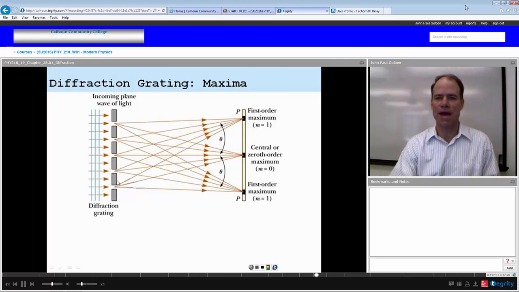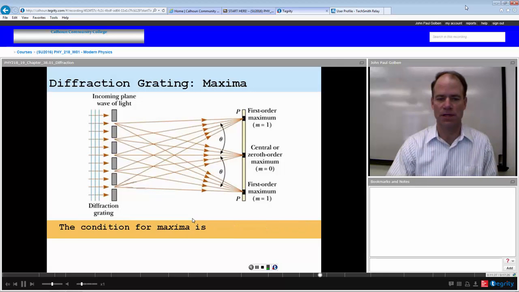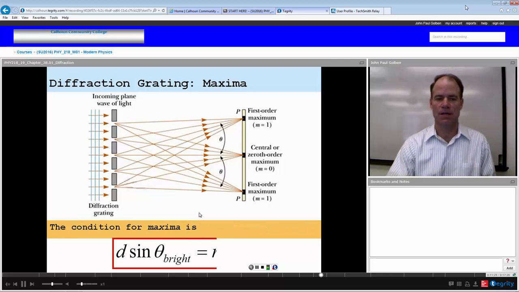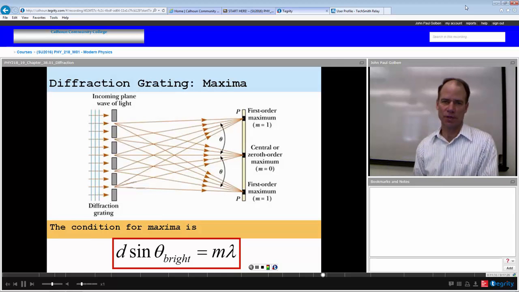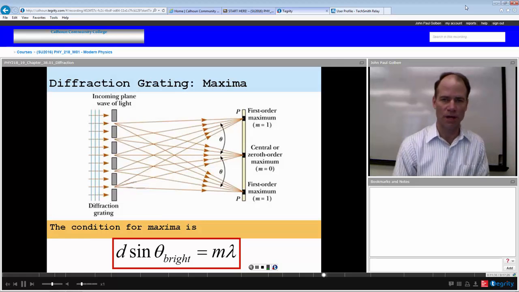Here are our maxima. We're going to have superimposed maxima from all these interferences from the different slits. Our condition for these maxima is that d sin theta will be an integral number of wavelengths in order to get constructive interference at all these points.